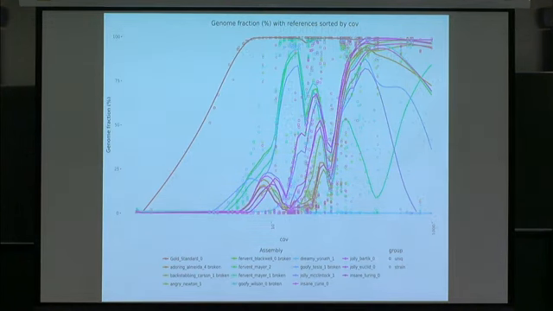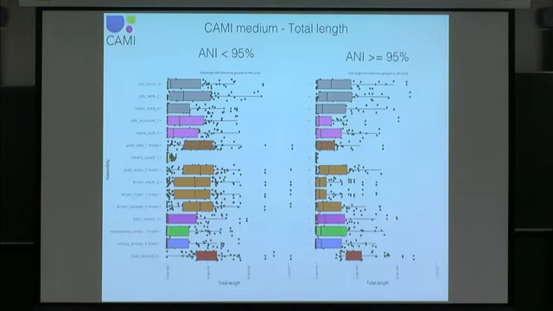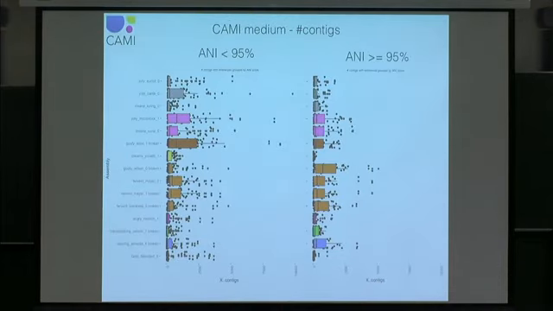But anyway, I will not go through all the details here. I just want to show you that the general trend is actually the same. So also for this data set, they are doing worse with closely related strains, although they are much less closely related strains here.